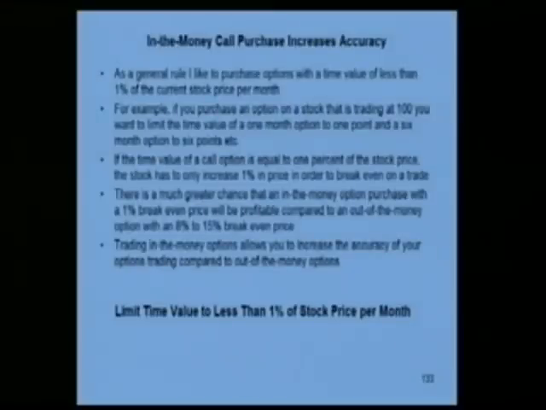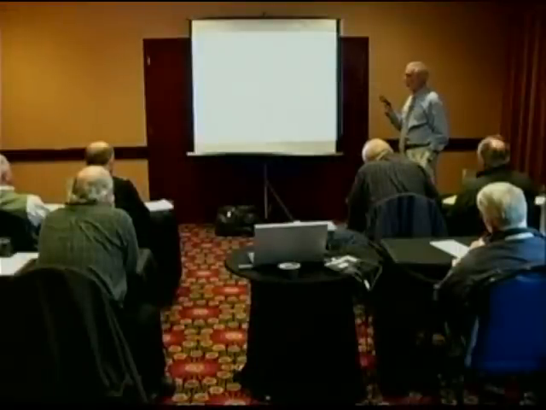So if you purchase an option on a stock that's trading at 100, you want to limit the time value of a 1-month option to 1 point, because that would be 1%. If it was a 6-month option, you'd want to limit the time value to 6 points, because 6 points is 6% of 100, and it's 1% per month. So the idea is to limit your time value to less than 1% a month.